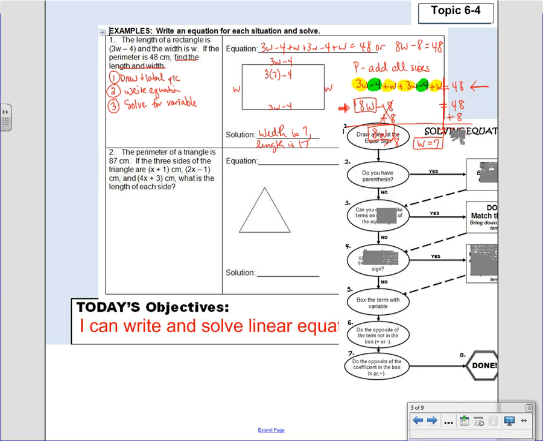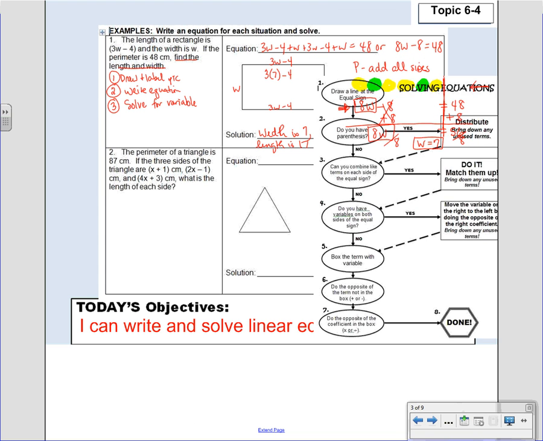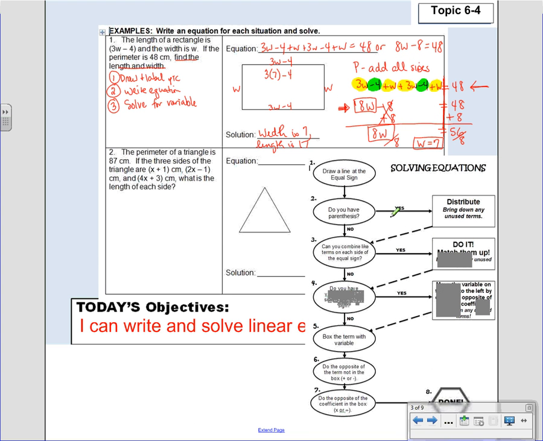Okay, let's go on to the next problem. We have the perimeter of a triangle is 87 centimeters. And if the three sides are given as x plus 1, 2x minus 1, and 4x plus 3, what is the length of each side? I forgot to add, my last step is to answer the question. Very important.